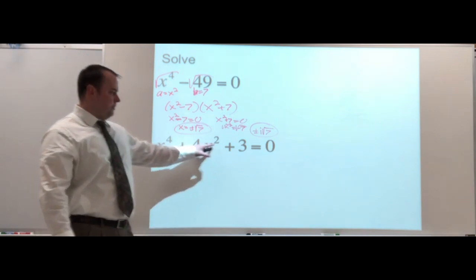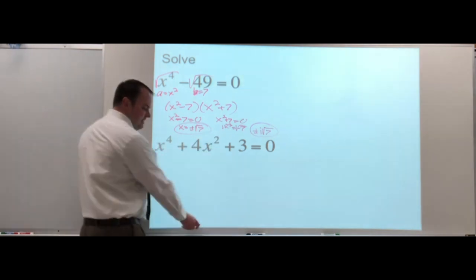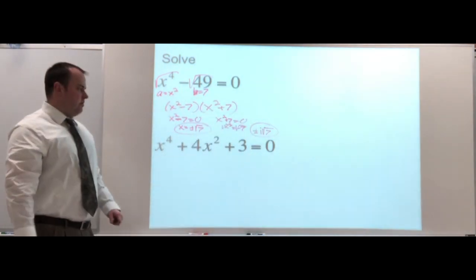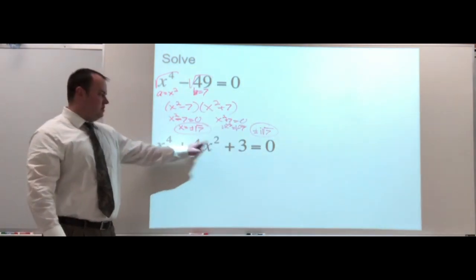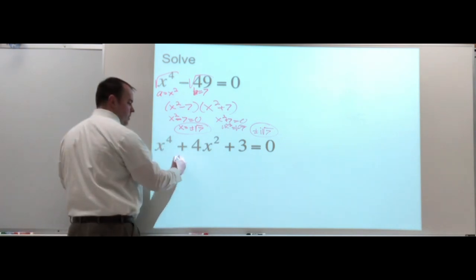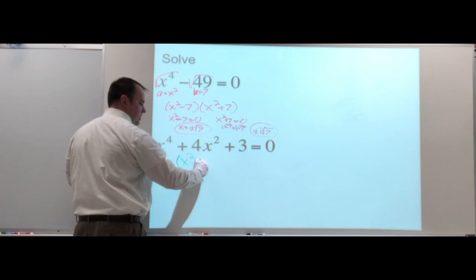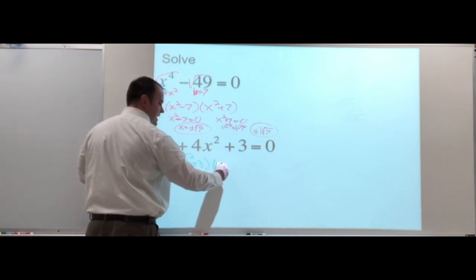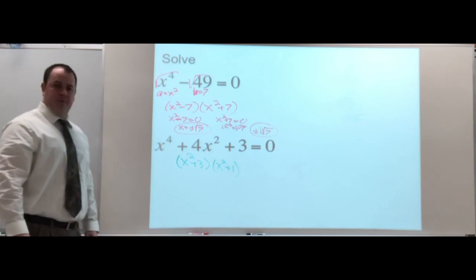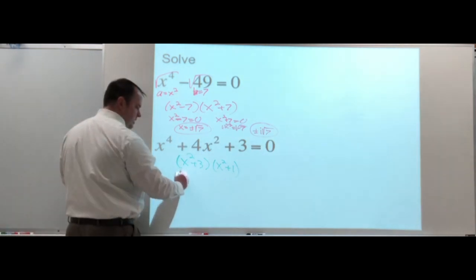For x to the fourth plus 4x squared plus 3, it's the same thing. From chapter 5, we used the trinomial and the two binomials. It's the same work here. You just need to watch your exponents. Okay, so we did factor things like this before. X squared plus 3, x squared plus 1. And just like before, we're going to set them equal to 0, just like we did up here.